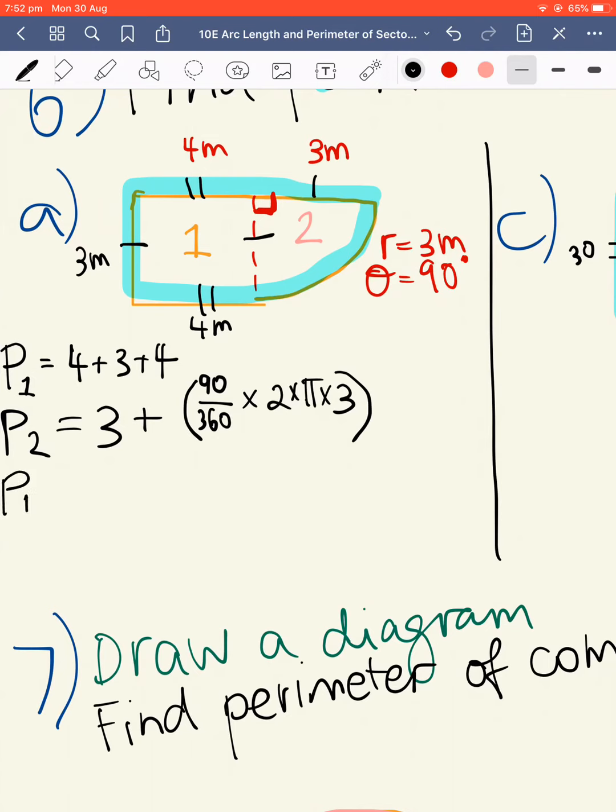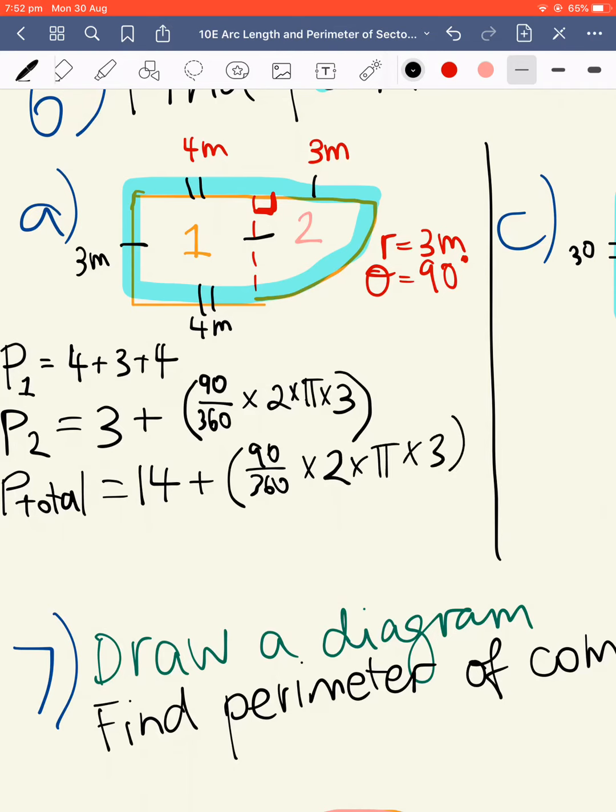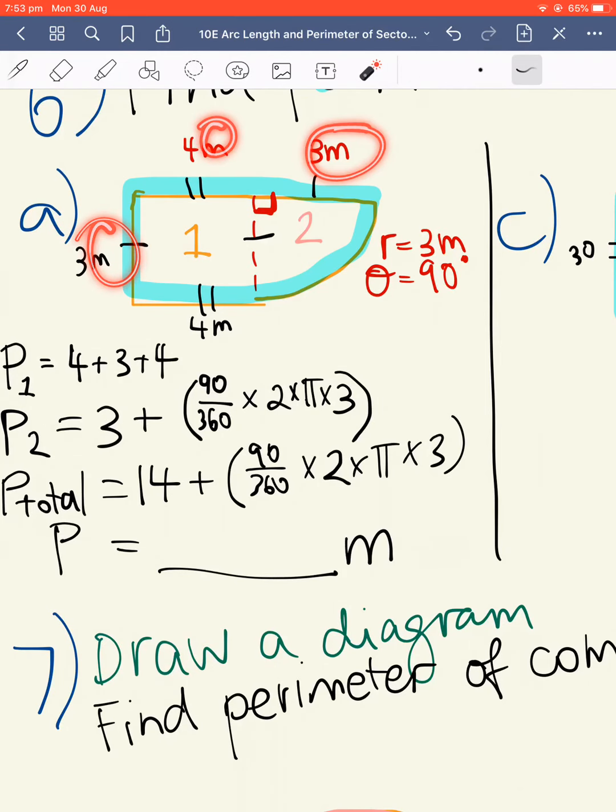So my total is going to be all of these together. I'm just going to put these numbers together, and this one you can add after using your calculator. So 6 and then 8, so 14. So 14 plus 90 over 360 multiplied by 2 multiplied by pi multiplied by 3, and then my answer for my perimeter will be in meters, because that is the unit of measurement I've had throughout here.